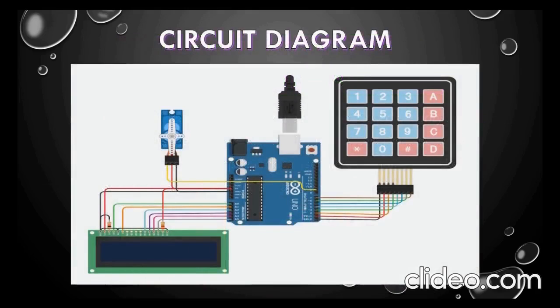This is the circuit diagram of our system. First, we use the main controller, which is Arduino Uno R3. Second, we use a 4x4 matrix keypad for entering the password. Third, we use a 16x2 LCD display for showing the operations. And last, we use a servo motor which is connected to the door for opening and closing the door.